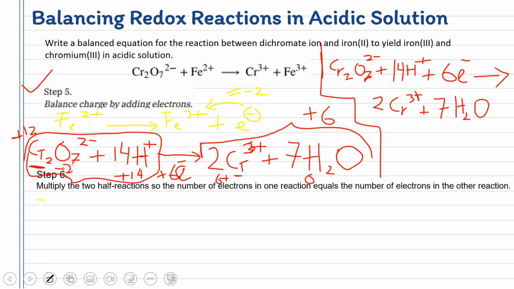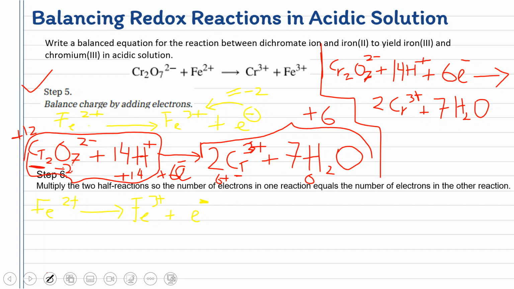So initially our half reaction in yellow was just Fe2+, just repeating what we have up there, giving us Fe3+ plus an electron. Do you see that? Plus an electron. That's what we have there. Okay.